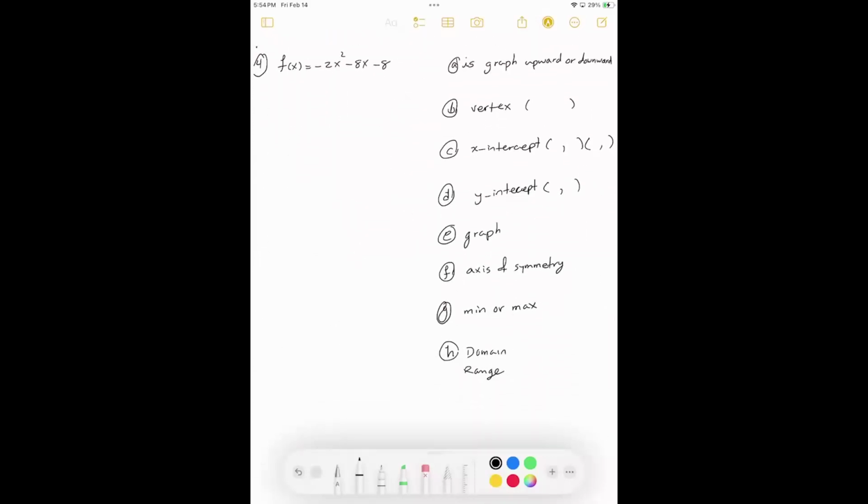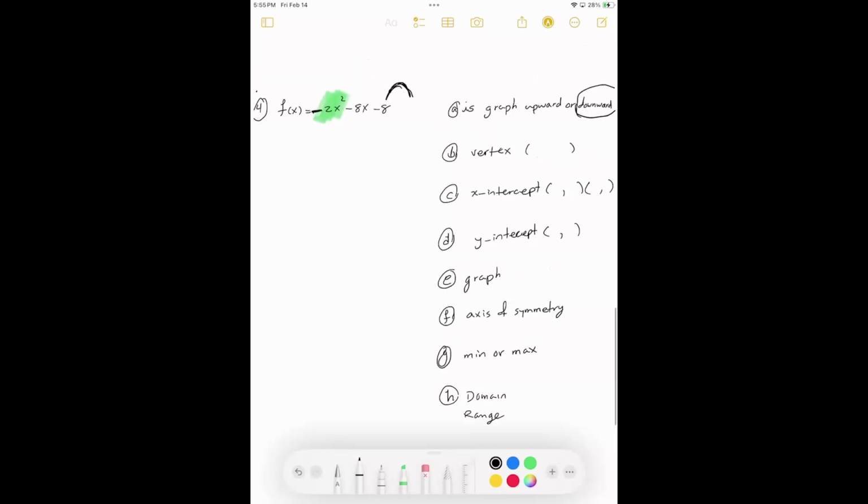Question number 4, we are going to do all these things for this function. We want to find out whether the graph is upward or downward. That's really easy. You look at the number next to your x to the power 2 term. The number next to it is a negative number, so that means your graph is downward. You say the graph is downward because you have a negative 2. The graph of this function, which is a quadratic function, is going to be a parabola. Because your coefficient for x to the power 2 is negative, your parabola is going to be downward.